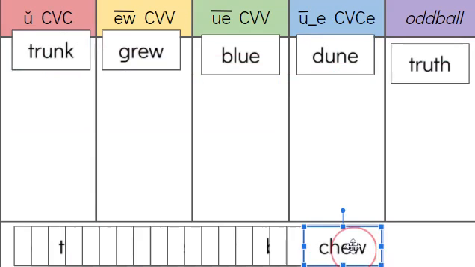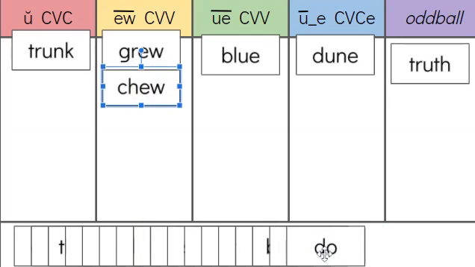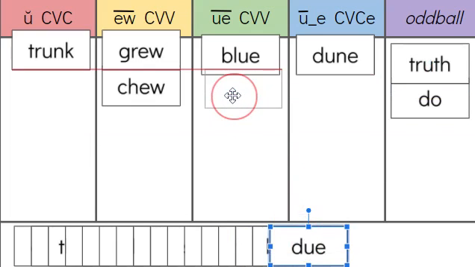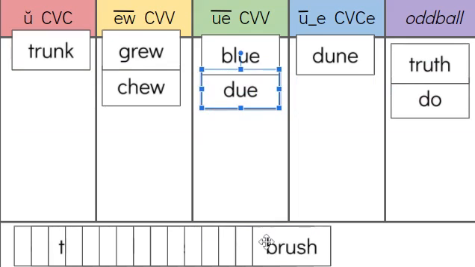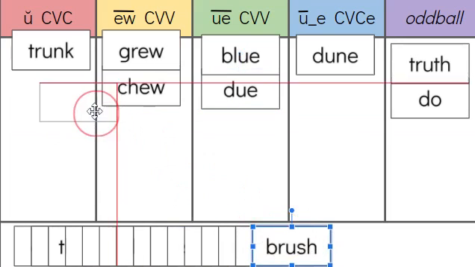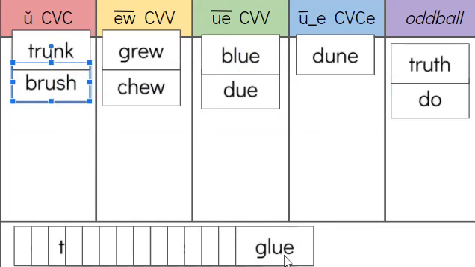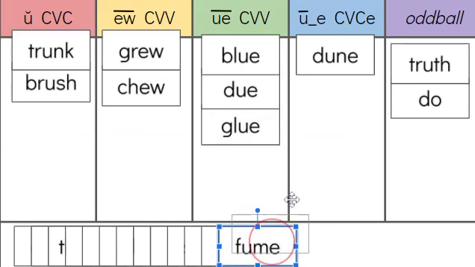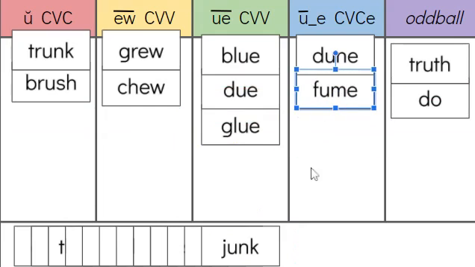Okay, moving on to chew, we see the EW there. Do, this was our other oddball. We get the OO sound, but we only have the one letter there. Do again with the UE. Now this is what time something needs to be done when we say do. Brush, we hear the short U sound. Glue, UE. Fume, we have that magic E.